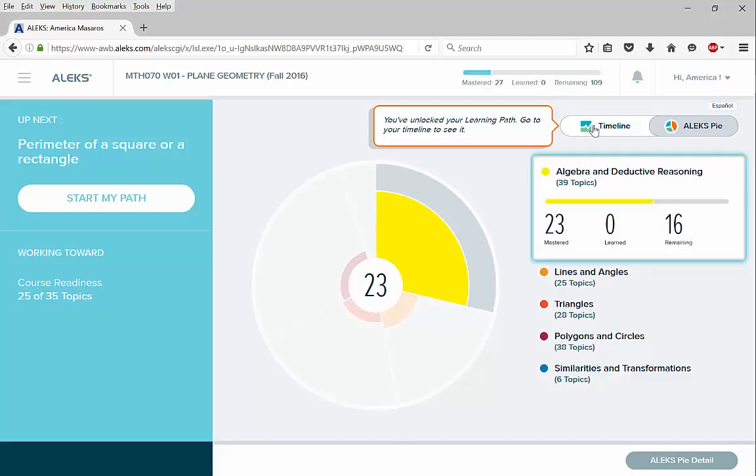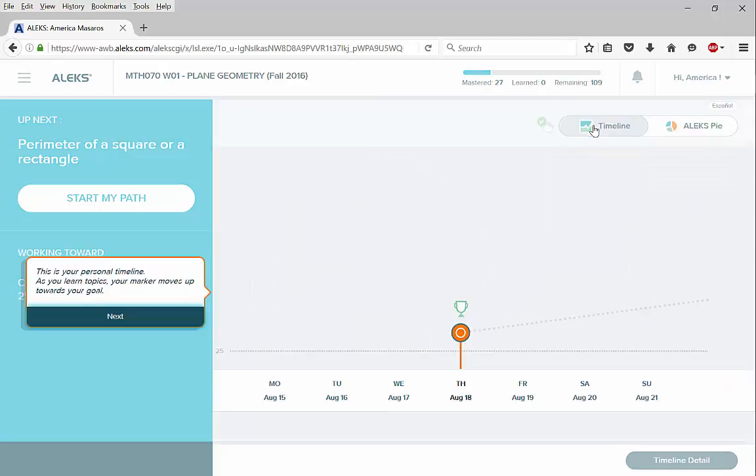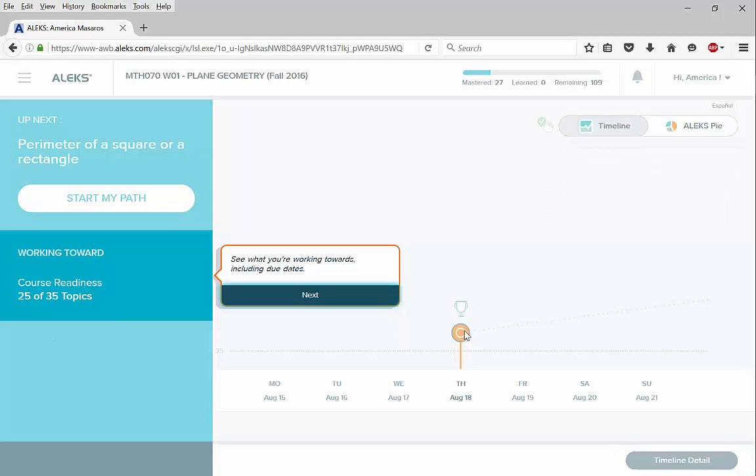I go to my timeline to see my learning path. Okay. So as I learn topics, my marker goes up toward my goal. So this is where I am right now. And I just need to keep going up till the end of the class. Okay. See what you're working toward. Working toward course readiness. My first objective is course readiness. There are some things that I need to review before I'm ready to work in this class.